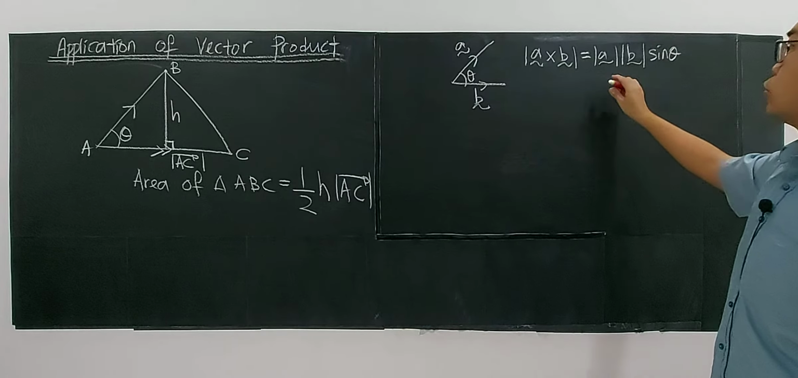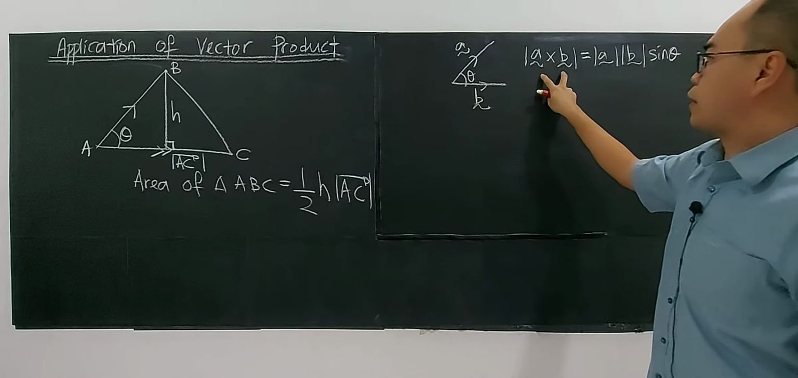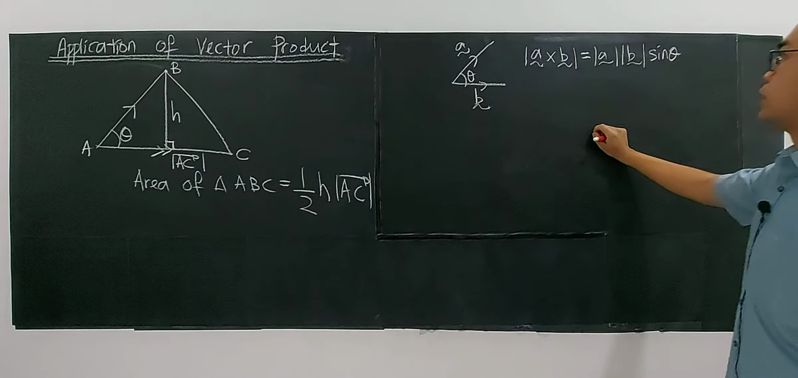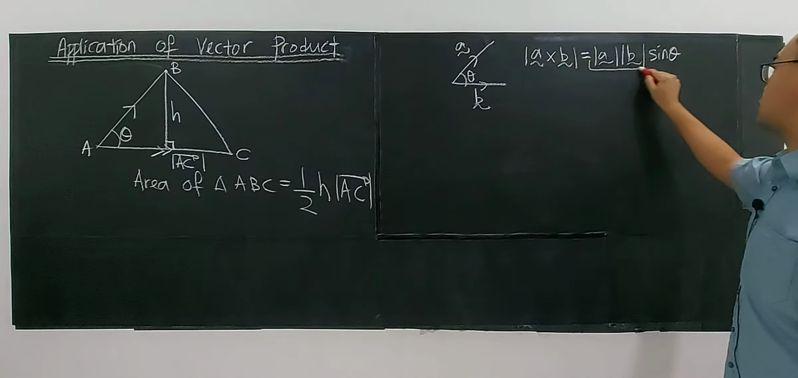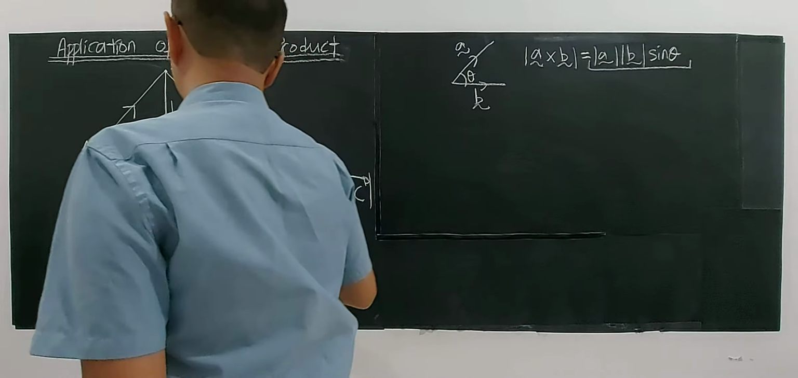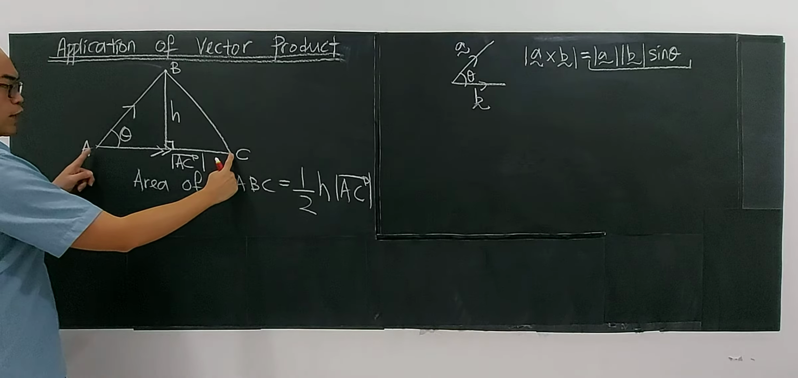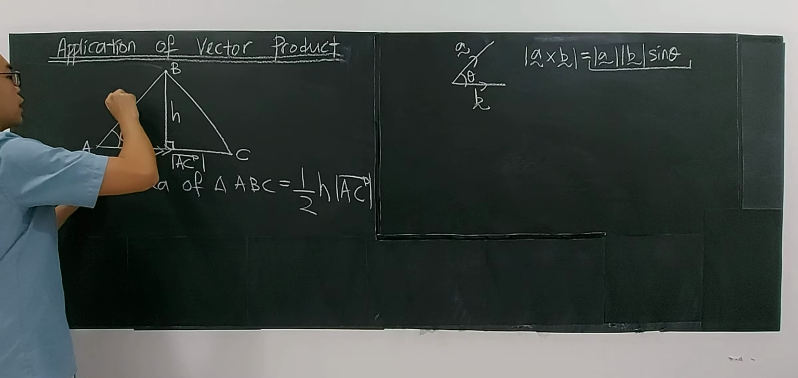Alright? So it means that magnitude of A, magnitude of B, sine theta will be the magnitude of A cross B. Now I want to rewrite this so that it fits this on the right. So I know that this is the magnitude of AC, the whole thing here, and this one will be the magnitude of AB, the length of AB.